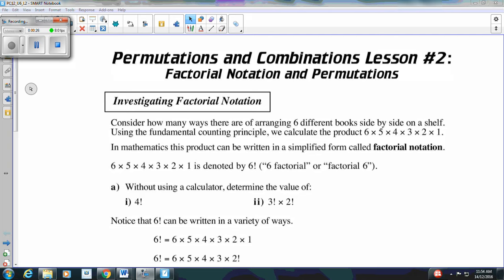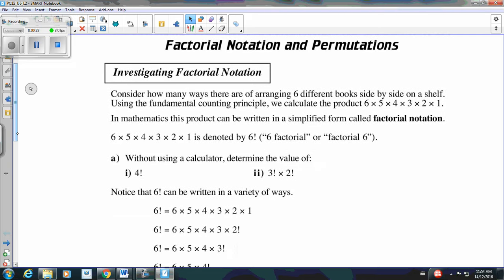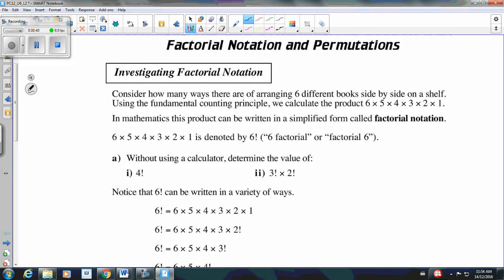So 6 times 5 times 4 times 3 times 2 times 1 is denoted by 6 exclamation mark, pronounced 6 factorial or factorial 6. Without using a calculator, determine the value of each. Well, 4 factorial, so we just start with 4 and we decrease by 1 as we go. So 4 times 3 times 2 times 1. Well, 4 times 3 is 12, times 2 is 24, times 1 is 24.